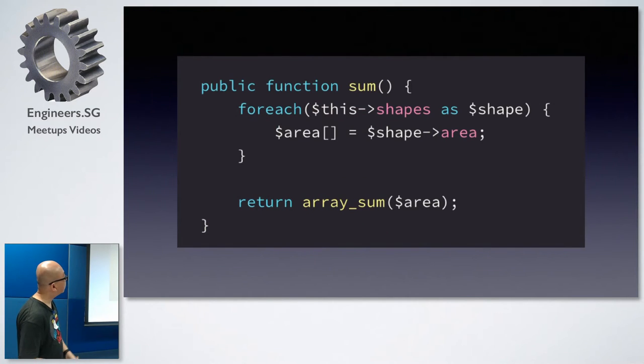Once it knows that, you can then pass it in. Instead of doing that calculation in the area calculator, we'll be asking the shape to tell us that information. Hey, shape, what is your area? Then we have that information.